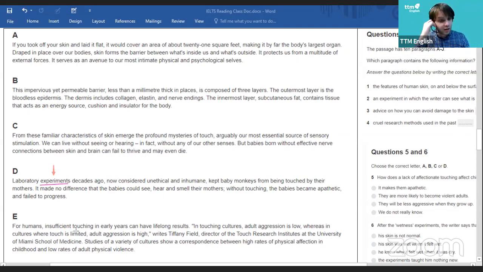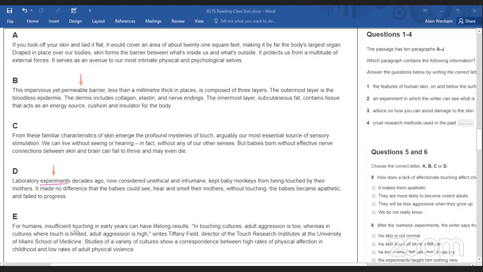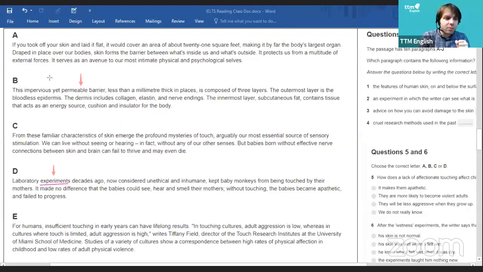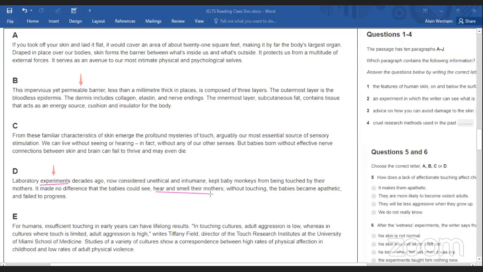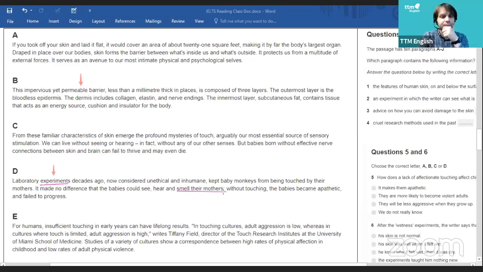I think there's a few things for experiments. Anything meaning wetness or water? Something related to water? Smell their mothers. Permeable barrier. Someone's put here. Smelled it. Where's that? No, in the second paragraph. That one. Yes. Smell their mothers.